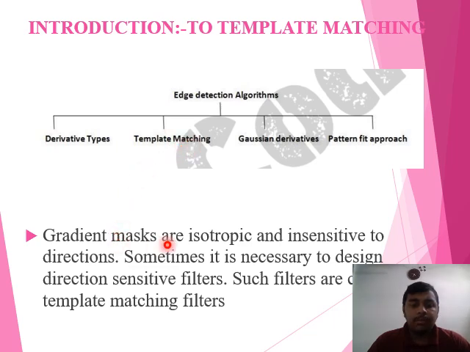The gradient masks are isotropic and insensitive to direction. Sometimes it is necessary to design direction sensitive filters. Such filters are called template matching filters. It means template matching filters are used when gradient masks are isotropic and insensitive to direction, and it is necessary to design direction sensitive filters. So in that we are going to learn about the Frei-Chen mask.